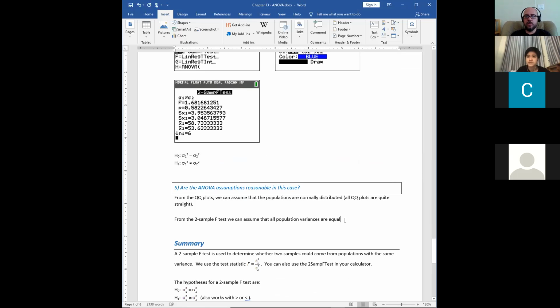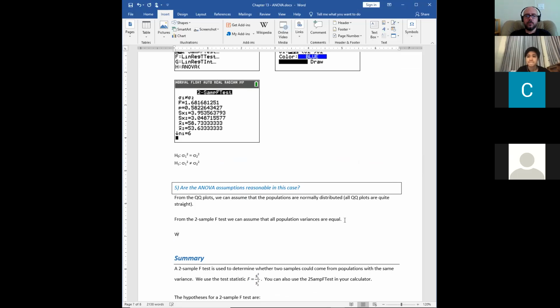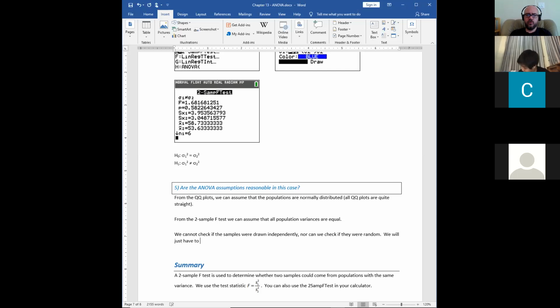Okay. We cannot check if the samples were drawn independently, nor can we check if they were drawn by a trustworthy researcher.